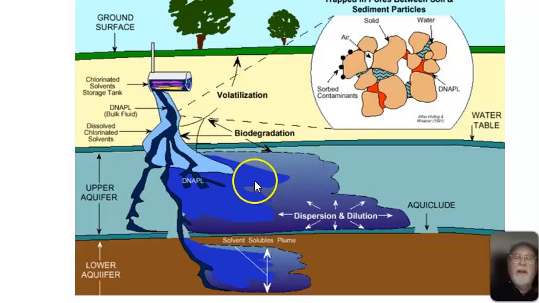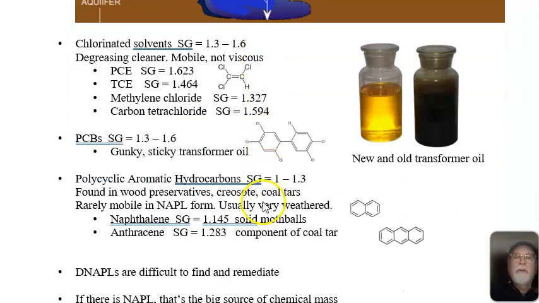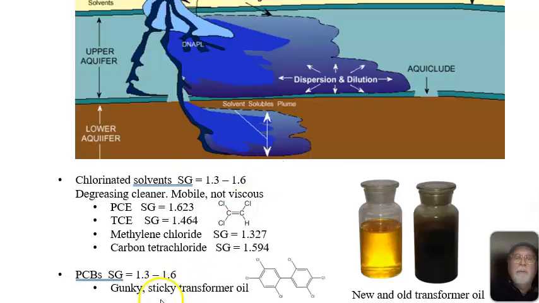Might be hard to find it down there to begin with. The DNAPL are chlorinated solvents, as I mentioned. PCE and TCE in our research in grad school, that's mostly what we looked at. Here, by the way, I stuck a photo in here of new and old transformer oil. So you can see how it's clear to begin with, or light, and then gets darker.